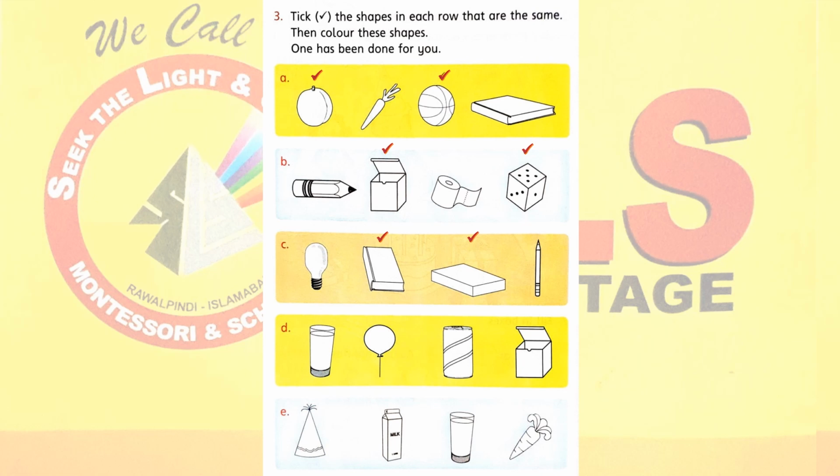The last one is a little bit tricky. In row E, you have to find the same shape. Okay, I'll do it for you. A party hat and a carrot. These are the same. Now, you have to color the ticked shapes as I have already done.